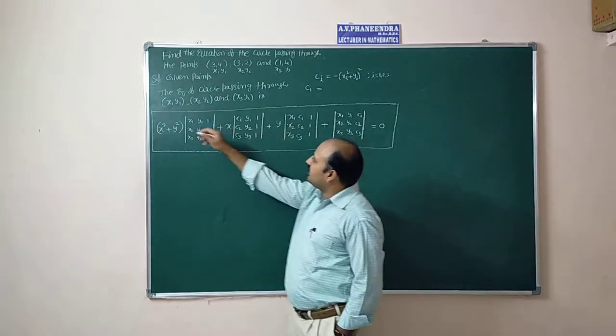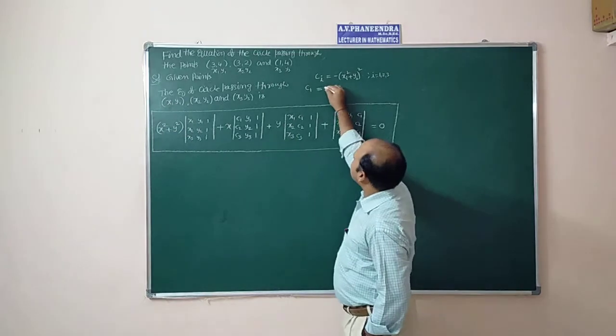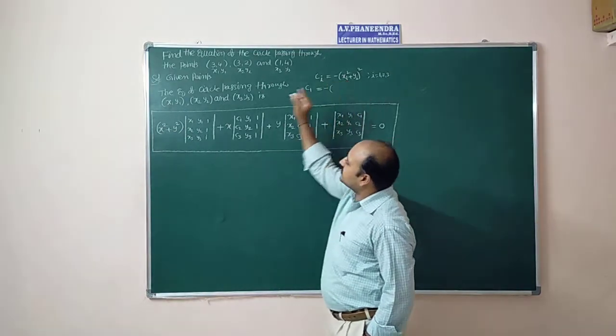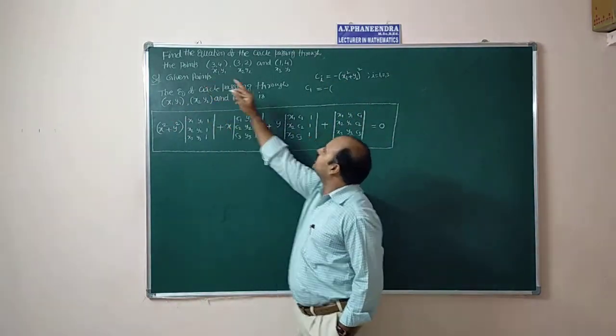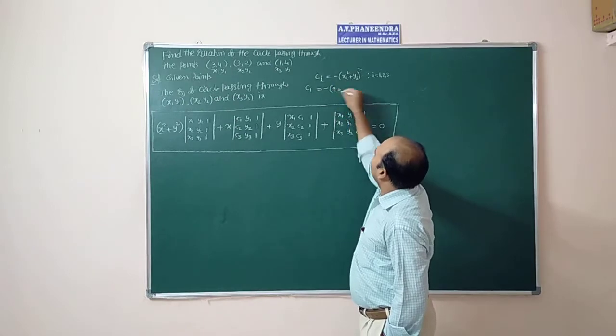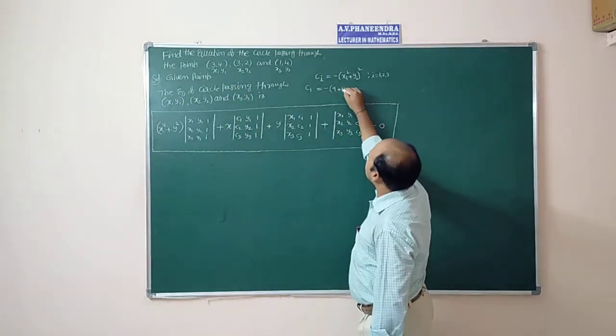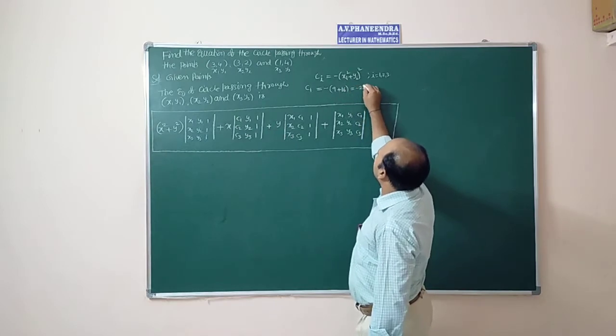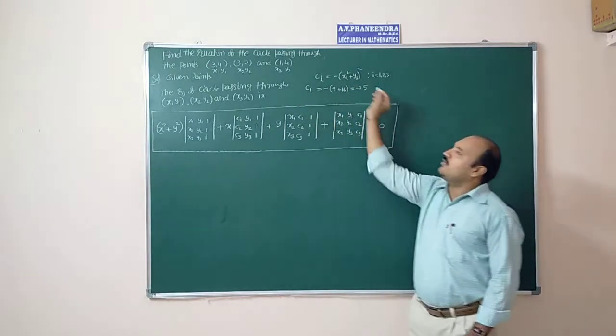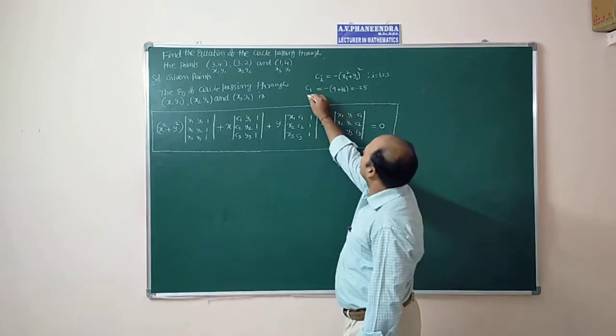That means i is equal to 1, we are substituting minus of x1 square. x1 square means 3 square, 9, plus y1 square means 4 square, 16, which is equal to minus 25. Therefore, C1 value is minus 25.